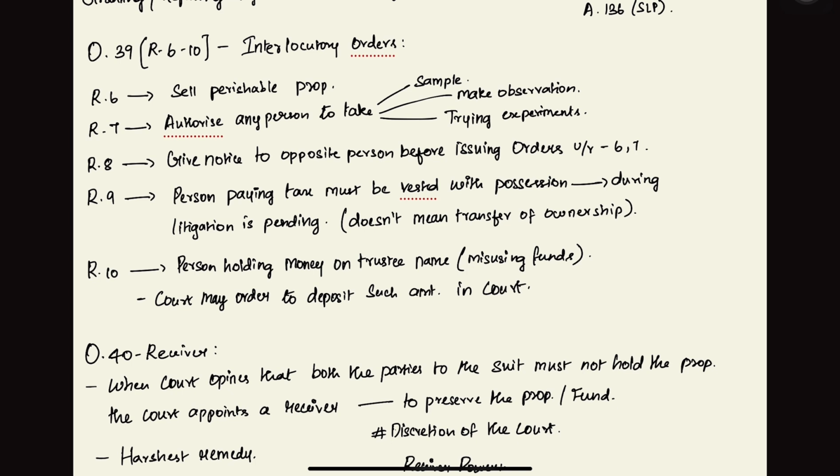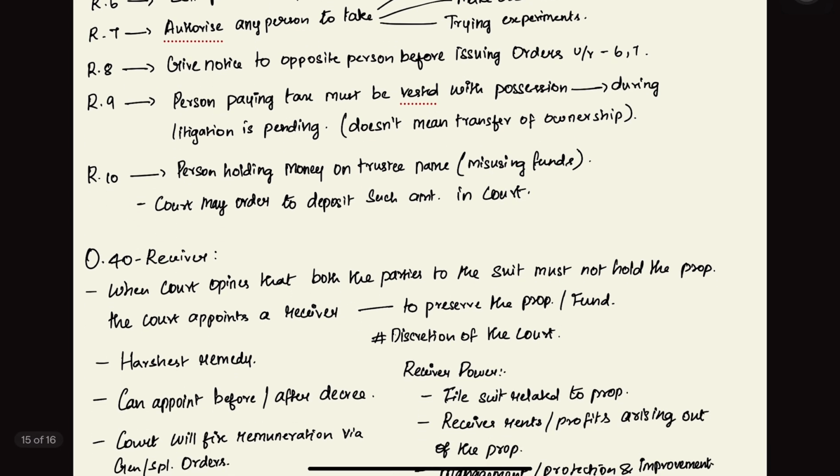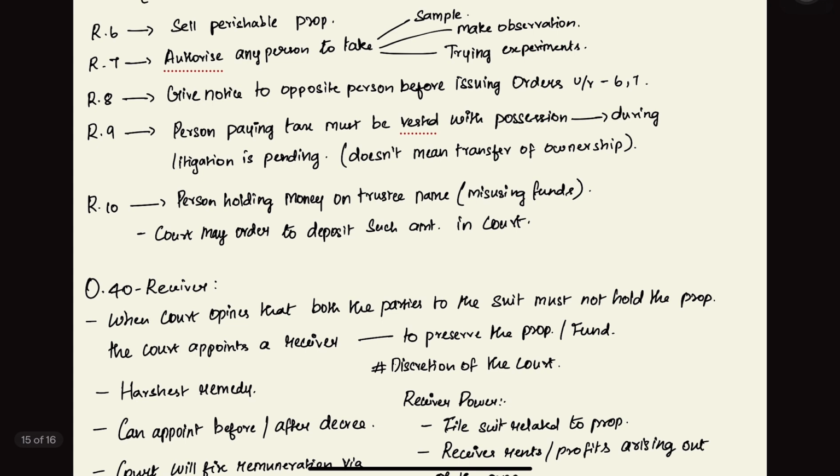Like if any person who's paying tax to the government, he should be vested with the possession, right? So it is that sort of order which puts the person paying tax to the government in possession. While the litigation is pending, putting the person who's paying tax in possession will not mean that there is a transfer of ownership. For the time being, till the period of litigation, he will be vested with such possession because he is paying tax to the government.